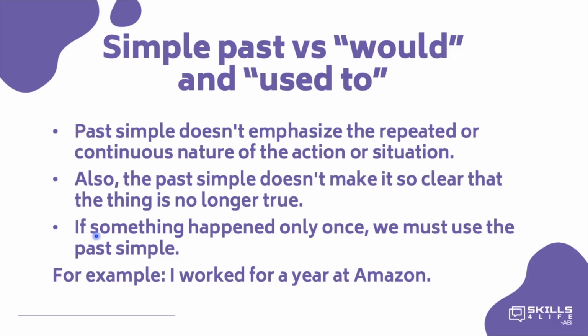Additionally, we need to understand the differences between the simple past, would, and used to. The first one, and probably the most common one, is that past simple doesn't emphasize the repeated or continuous nature of the action or situation. Also, the past simple doesn't make it so clear that the thing is no longer true. And if something happened only once, we must use simple past for sure. Let's look at this example. I worked for a year at Amazon.